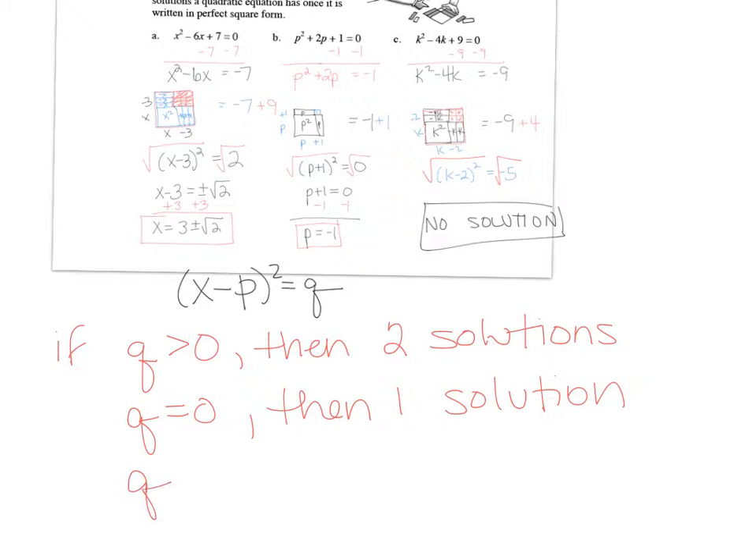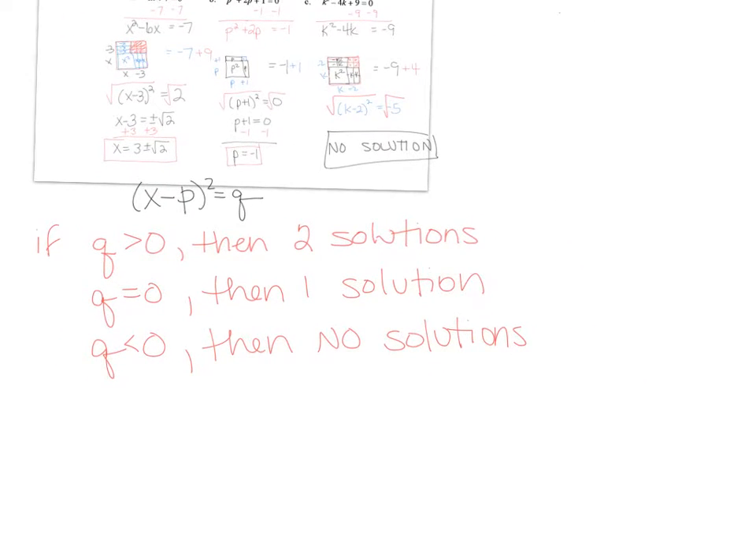And if q is less than 0, or negative, that's another way to say negative, then there are no solutions, or 0 solutions. What that means on a quadratic, on a graph, if there's two solutions, that means our graph touches the x-axis twice. It has two x-intercepts.